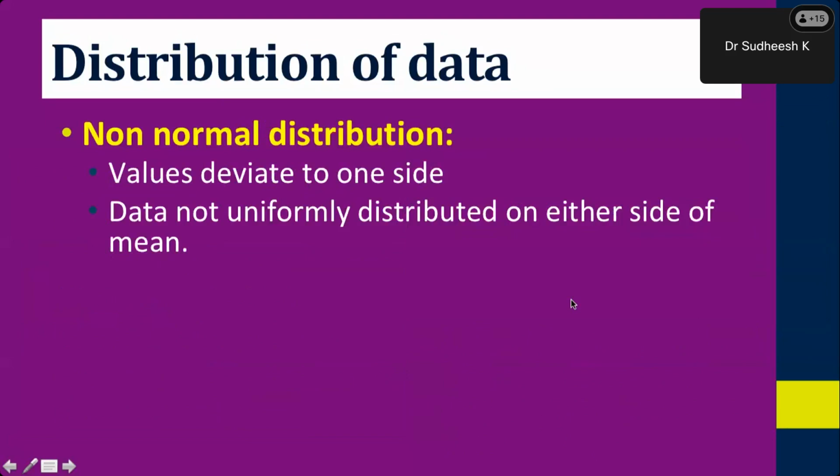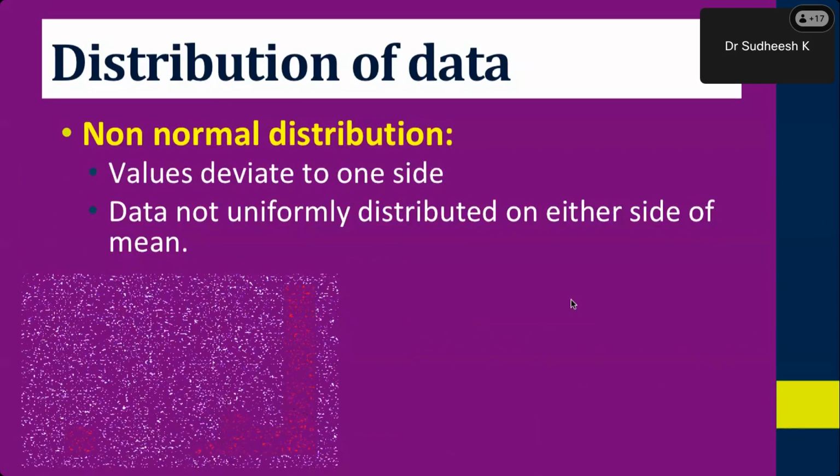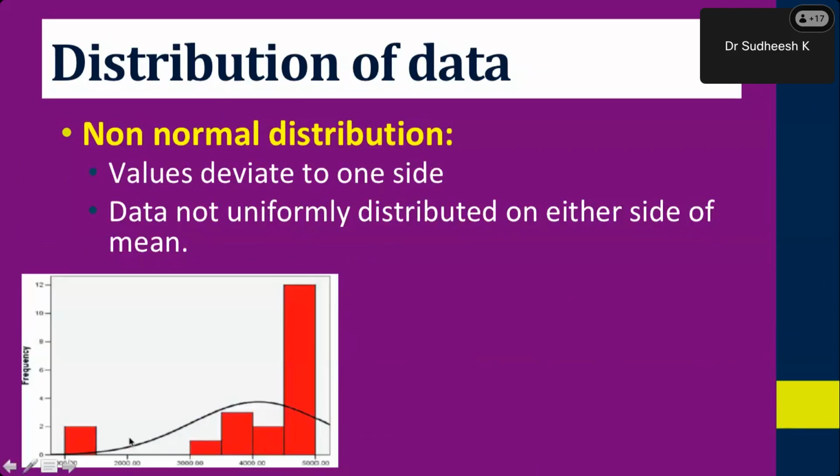Next, we'll move on to non-normal distribution. Here, the values deviate to one side. Data is not uniformly distributed on either side of the mean. For example, something like this. The data can be moved to one side of the mean or the other side of the mean.